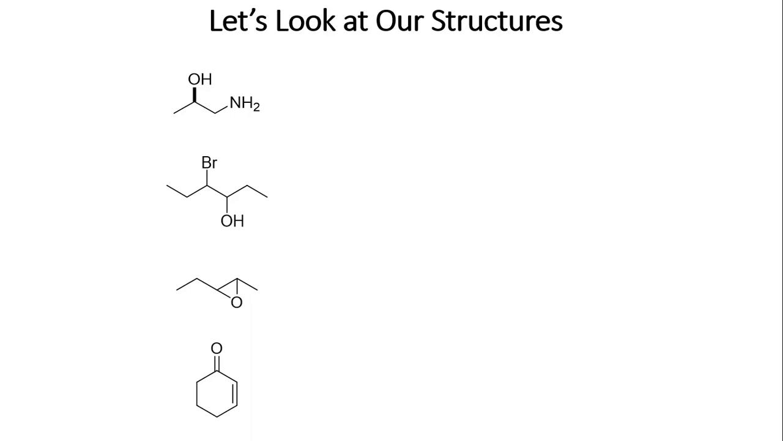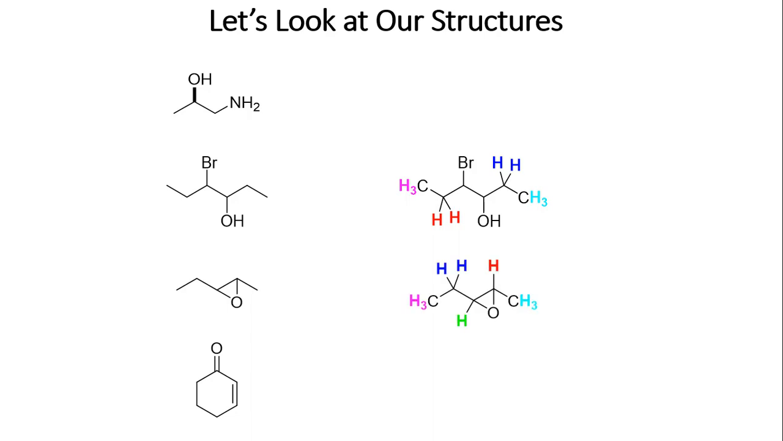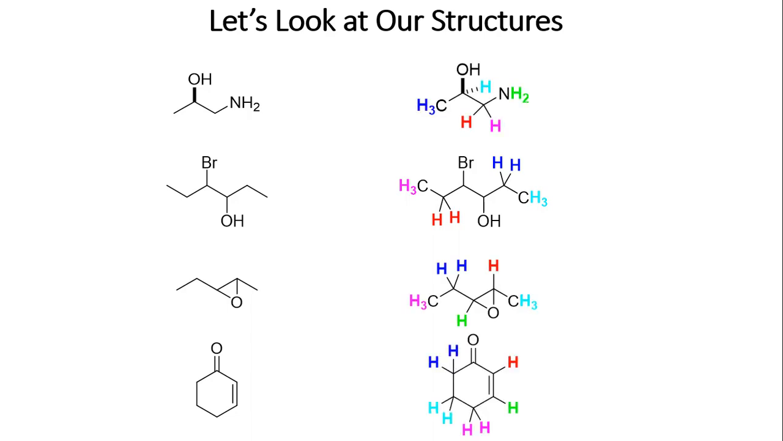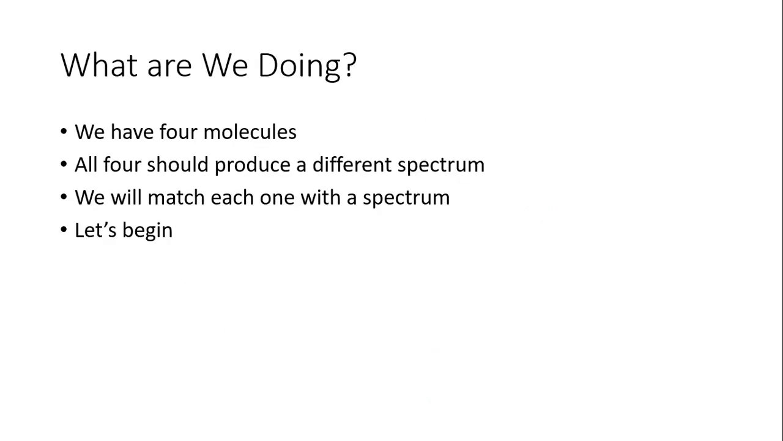When you look at them like this, if you're working on an NMR problem, the best way to approach it is to show all of your hydrogens, right? So if you look at every molecule, you can see that I have all the hydrogens in and they're all color coded. And so we're going to look at a spectrum and we're going to rule out each molecule based on what the spectrum is. So 4 molecules, they all should be different spectroscopically, so they should all produce different spectra. And then we're going to match each one of these with a particular spectrum.